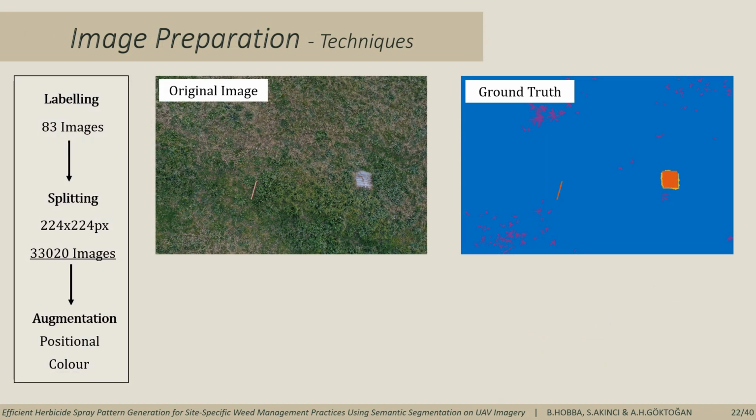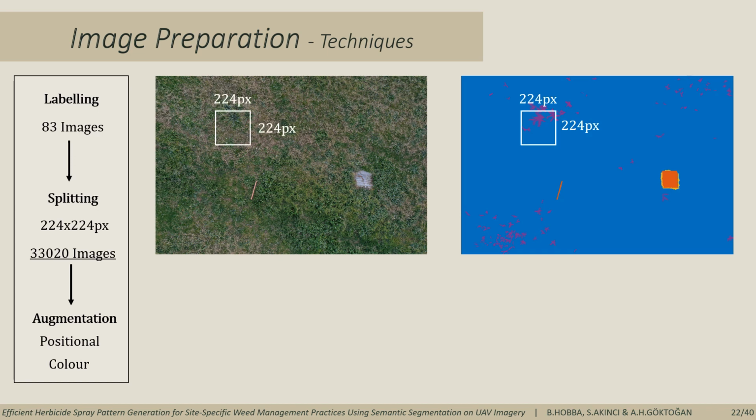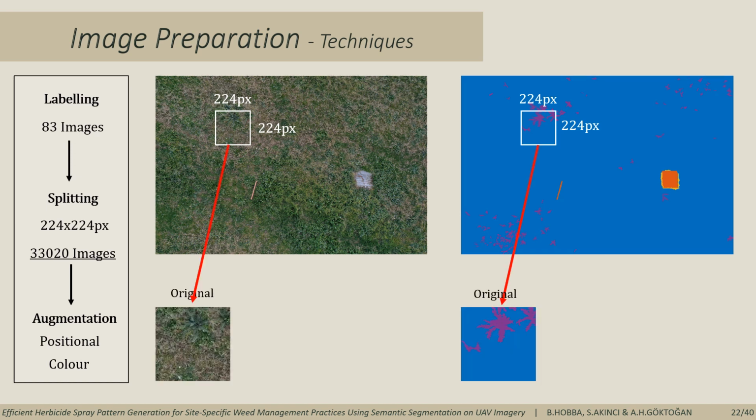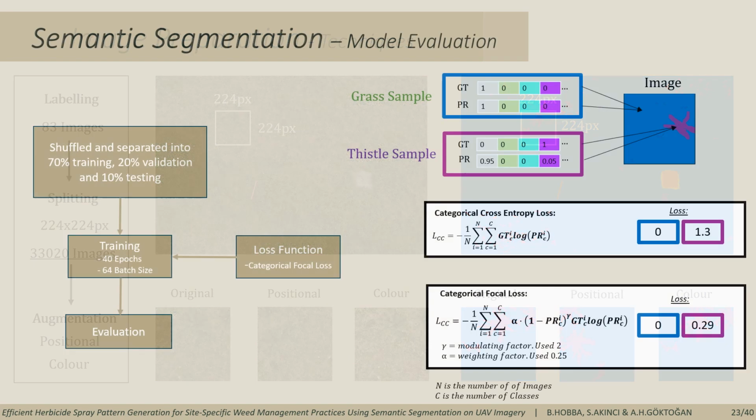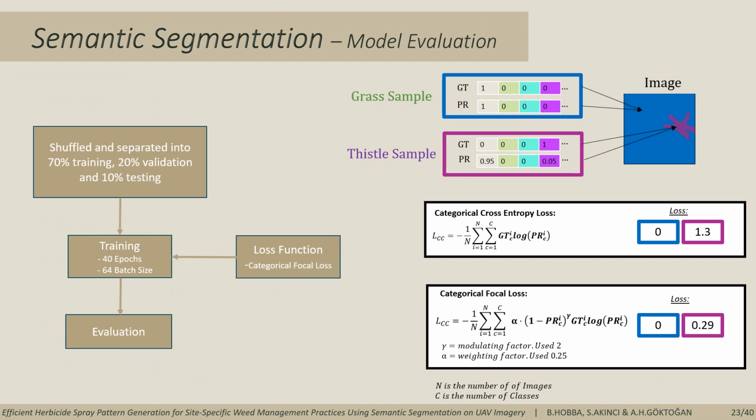Initially, 83 images were labeled in the ground truths, with a total of 10 classes. These original images are then split into 224 by 224 pixel sub-images to increase the amount of data. In total, this creates 33,020 overall images. Data augmentation is performed with both color and position augmentations being implemented. The data is split into 70% training, 20% validation, and 10% testing.